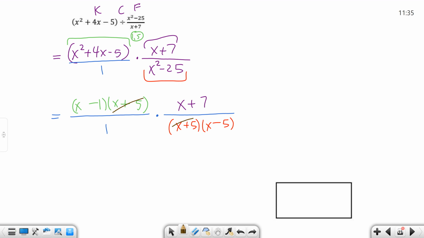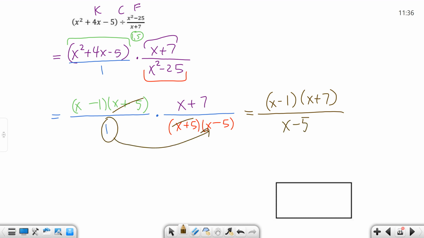All right? So then this is going to be x minus 1 times x plus 7 over, and the only thing down here is x minus 5. I know the 1 is left, but if I take 1 times anything, do I write the 1? No, don't write the 1. So there it is, x minus 1 times x plus 7 over x minus 5.